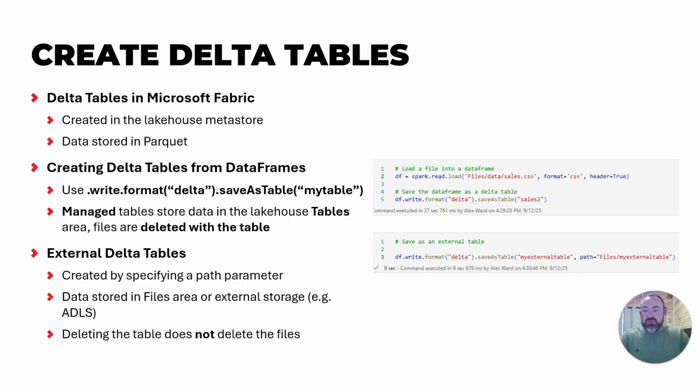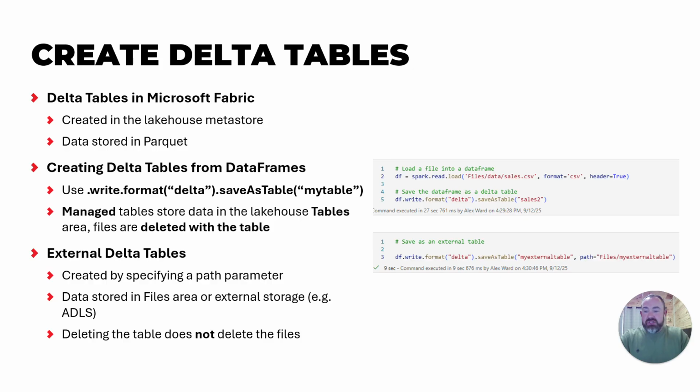We can create Delta tables. In Microsoft Fabric, they are created in the Lakehouse metastore, and data is stored in Parquet. Creating Delta tables from data frames, we need to use .write, .format, brackets, Delta, .saveAsTable, and whatever you want to call your table in brackets. Managed tables store data in the Lakehouse tables area, and files are deleted with the table.